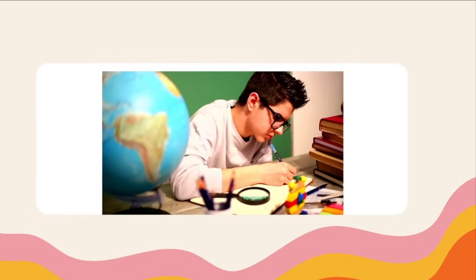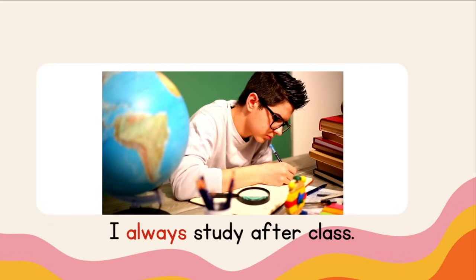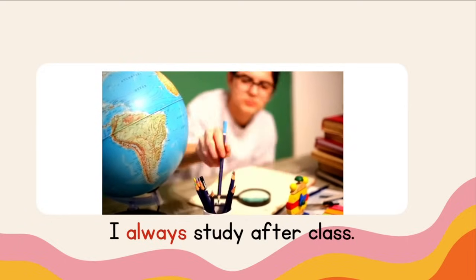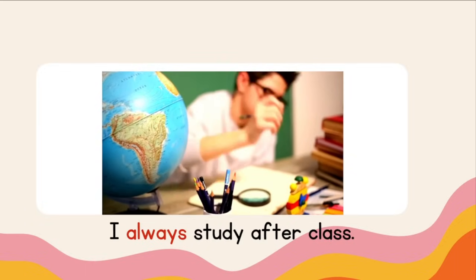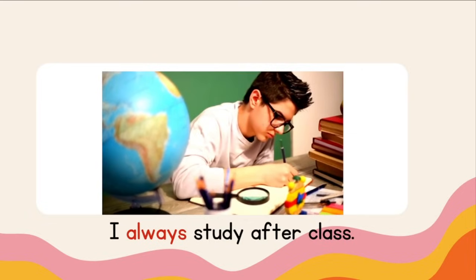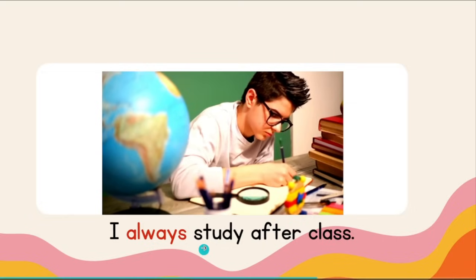Another one here. I always study after class. So this time they use the word always as an example of our adverb of frequency. So always, meaning he always does that after class. So every day of his life, he studies after class. So always is placed before the verb. The word study is an example of the verb.